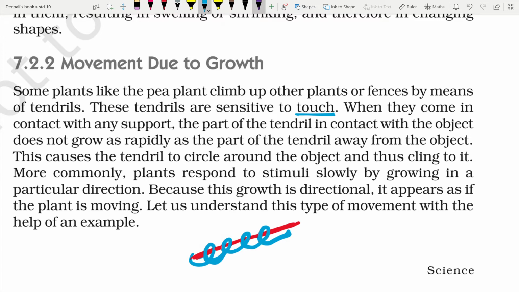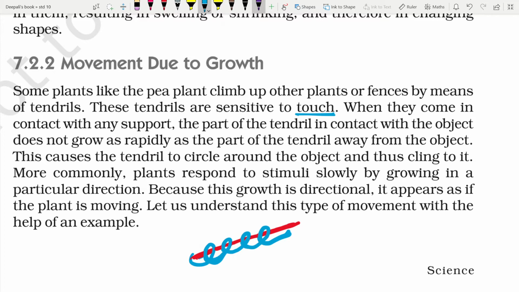So you can imagine this as a support and the other as the tendril moving over the support. Now because of this difference in the growth of that particular area, you feel that the stem is winding around the support and it helps to climb further. So this causes the tendril to circle around the object and thus cling to it.